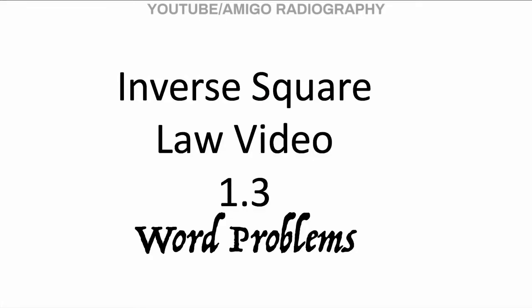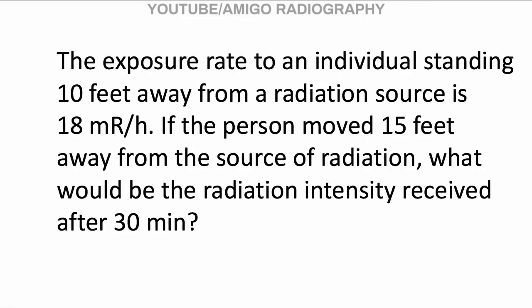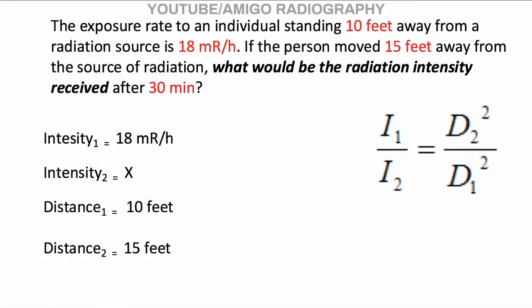This is the final video in the inverse square law series. In this video, we'll be working through one final word problem. The exposure rate to an individual standing 10 feet away from a radiation source is 18 milliroentgens an hour. If the person moved 15 feet away from the source of radiation, what would be the radiation intensity received after 30 minutes? In this problem, we are now trying to discover what the new intensity would be after an interval of time. I have pulled the givens out of the problem and placed them next to their appropriate parameters.